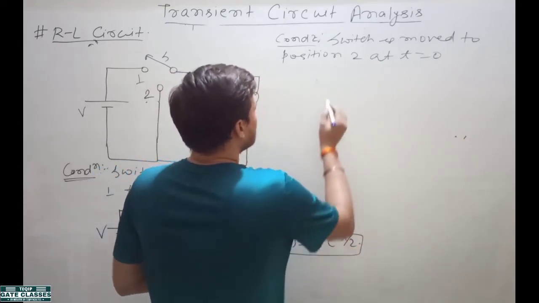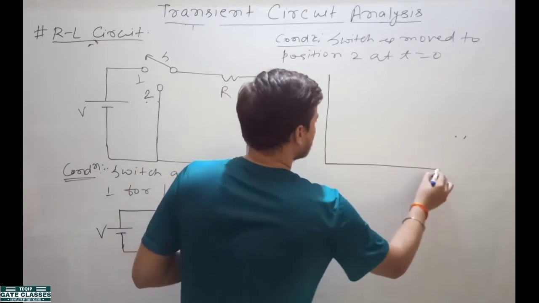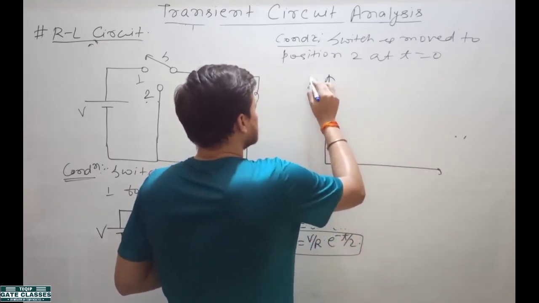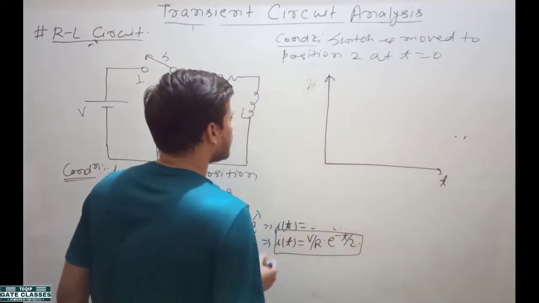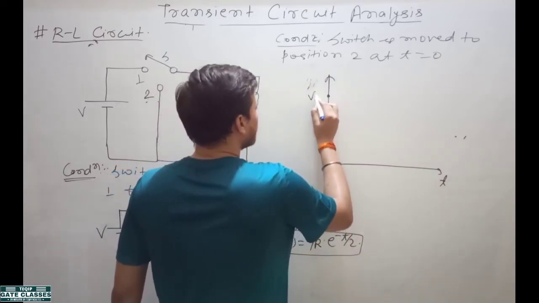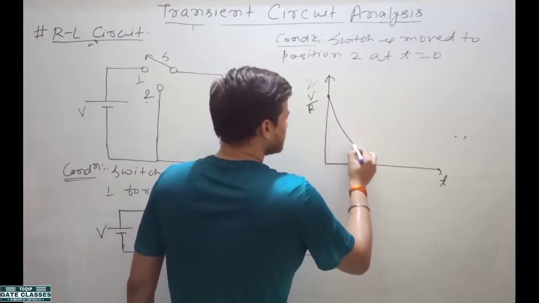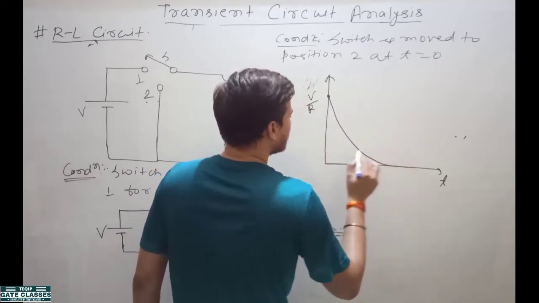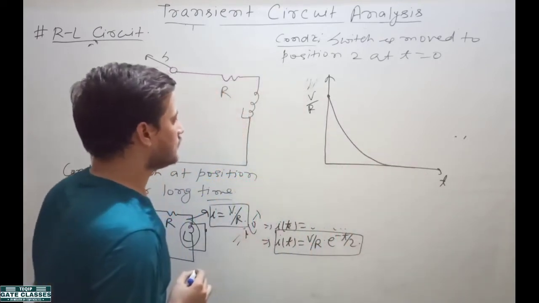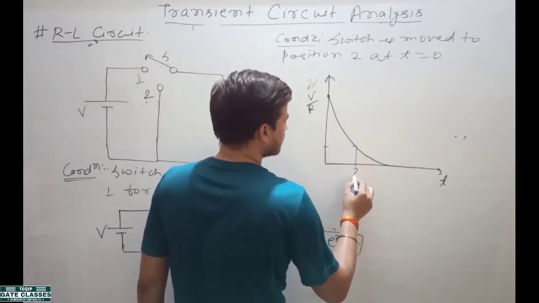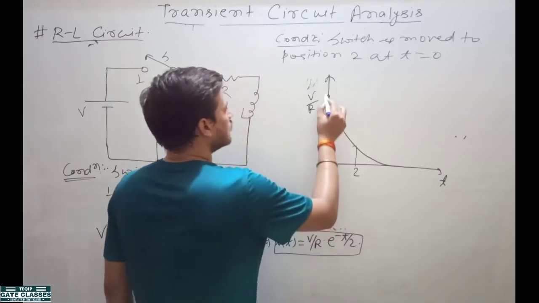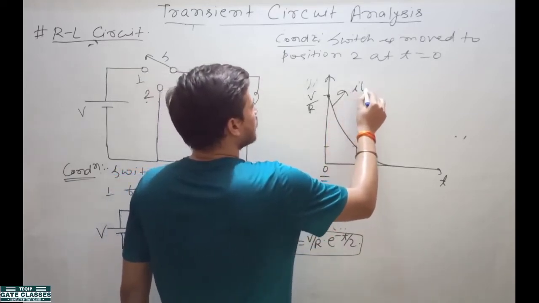If this expression is different, then draw the characteristic here, that means current versus time. At t equal to 0, the current was V by R. Now the current is decreasing like this. This is the time constant tau. This is 0. So this is the waveform of current here.